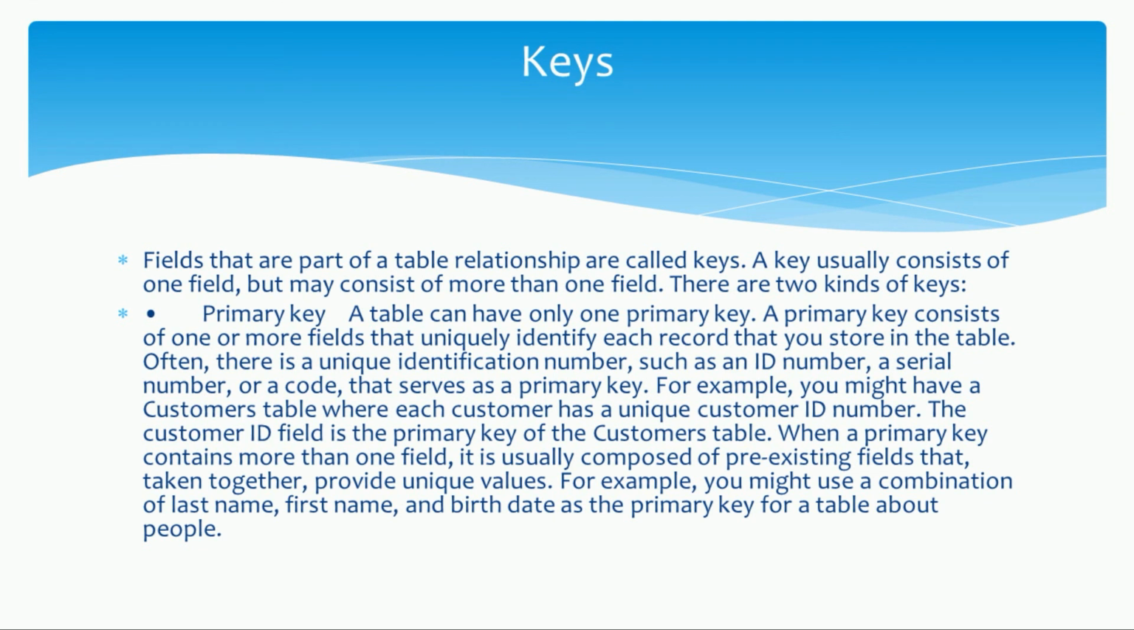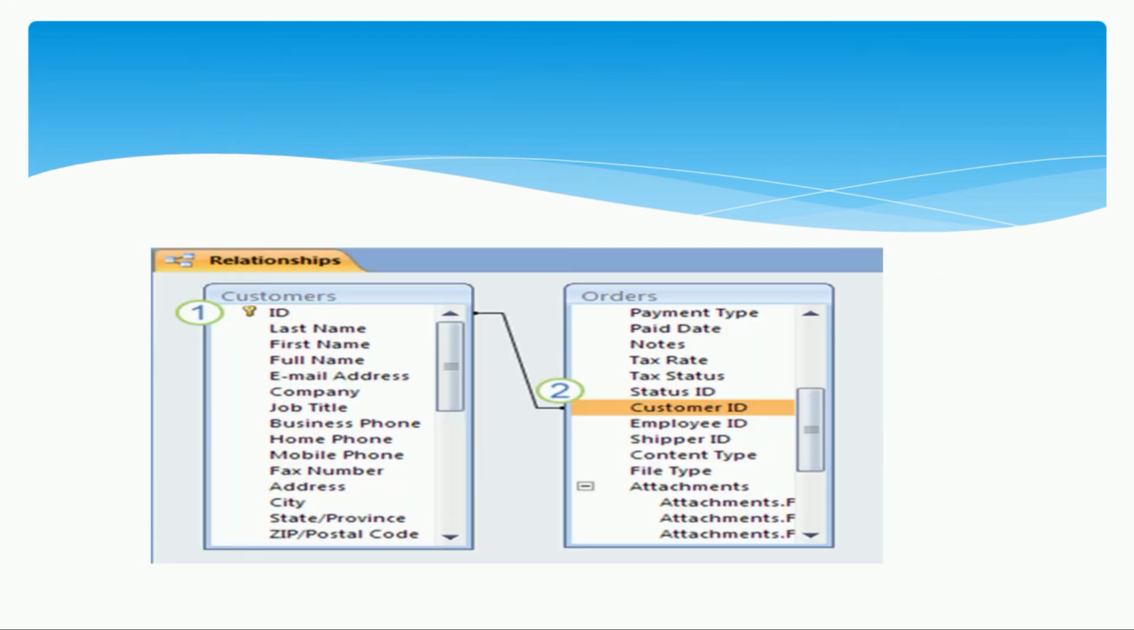About the key, primary key: a table can have only one primary key. A primary key consists of one or more fields that uniquely identify each record that you store in the table. For example, a customers table, where each customer has a unique customer ID number. It is usually composed of pre-existing fields that taken together provide unique values. For example, you might use a combination of a last name, first name, and date of birth as the primary key for a table about people. We already showed how to do it.